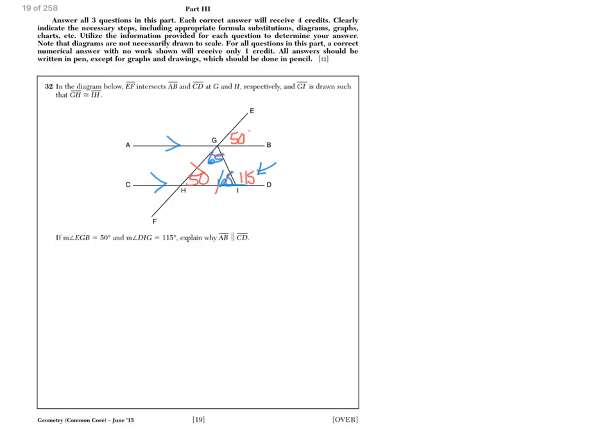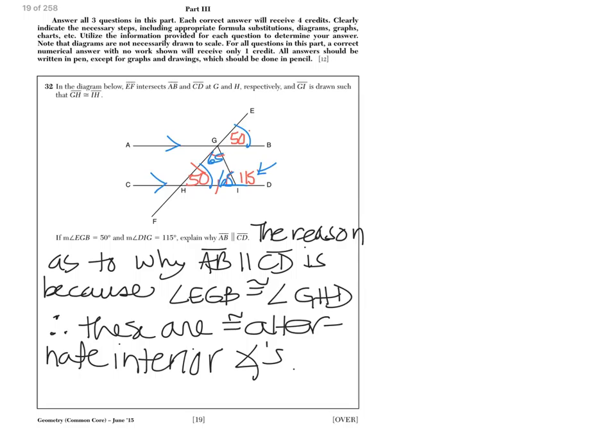And as you can see, we have alternate interior angles that are congruent. So the reason as to why AB is parallel to CD is because angle EGB is congruent to angle GHD. Therefore, these are congruent alternate interior angles.